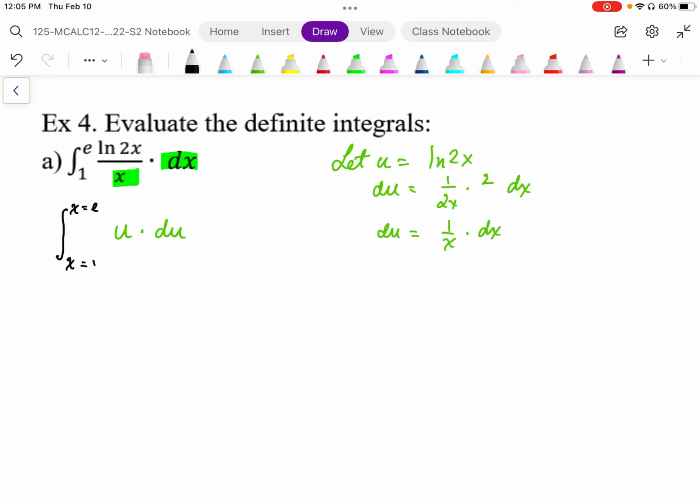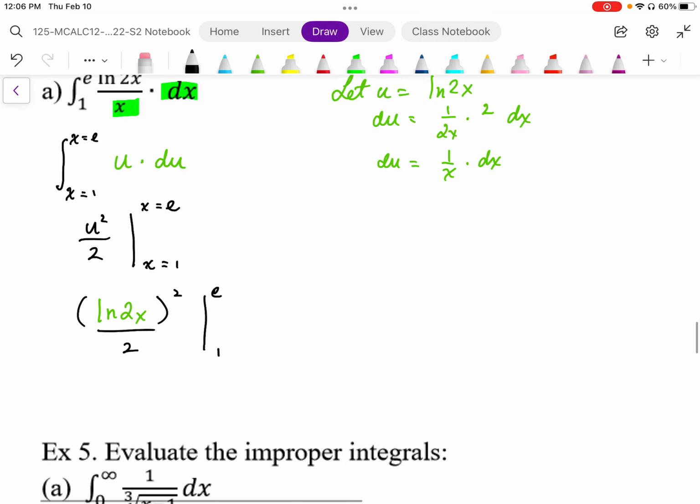Okay, so I'm going to now anti-differentiate this. So I'm going to end up with u squared over 2, and I'm going to integrate that for my bounds. Again, I have to make sure I keep clear that my bounds are in terms of x. And then once I substitute back for my u, so my u is log 2x. That was my u. Now I can change my bounds back to x. So I can just get rid of that x equals 1 and x equals e.